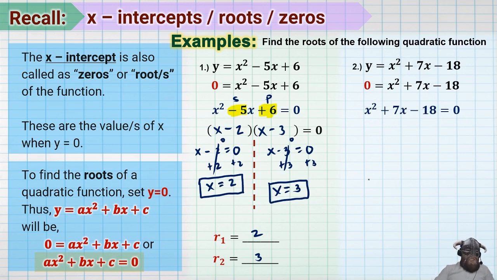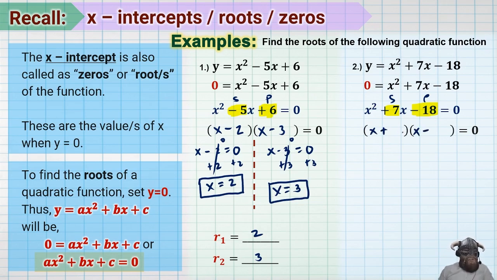Right after that, we can solve the quadratic equation by factoring. So again, we look for factors with a product of negative 18 and a sum of positive 7. Since our c is negative, we can identify that the factors will have one that is positive and one that is negative.